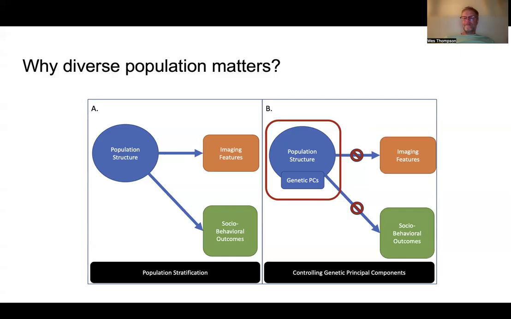So essentially, population structure is a confounding factor in analyses, even when genetics is not the primary subject of interest. So genetics can be useful even in situations where genetics is not the primary unit of interest.